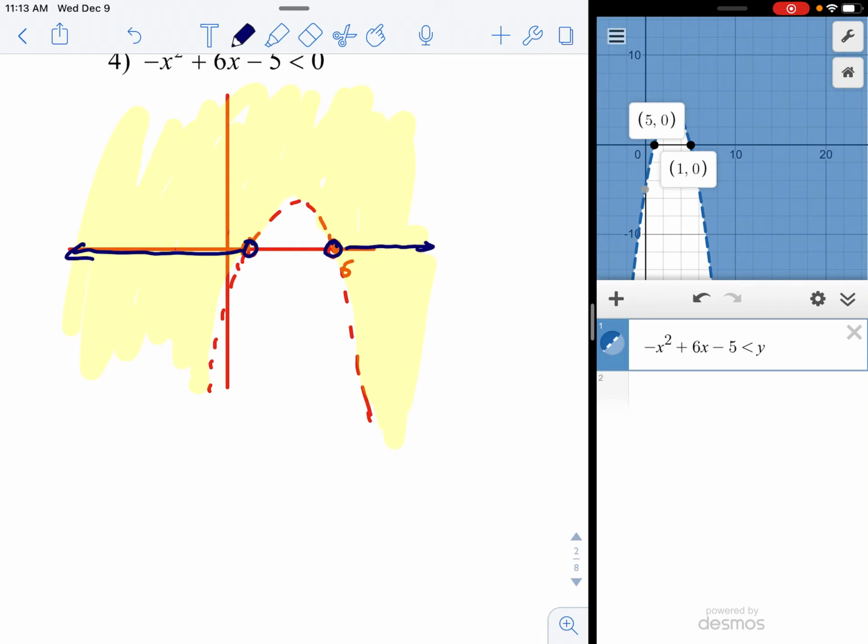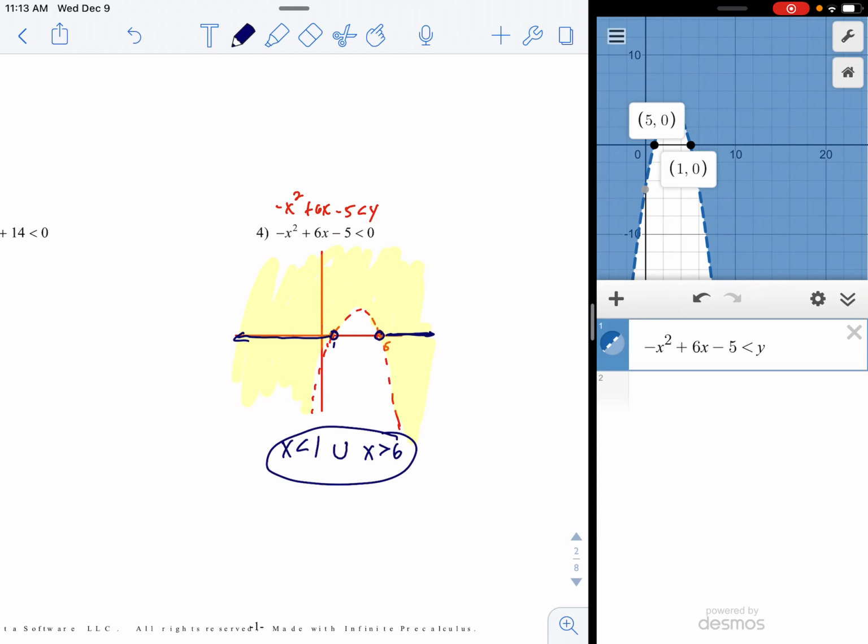So that means we've got x is less than, that was 1. Oh, that's greater than, duh. X is less than 1. And then this other arrow, x is greater than 6. And then when you have two inequalities together like that, you put this symbol, it's called the union. And that's the answer we're looking for.